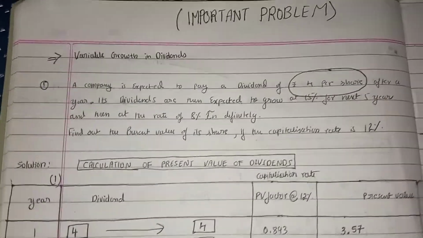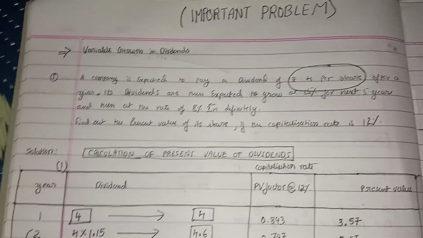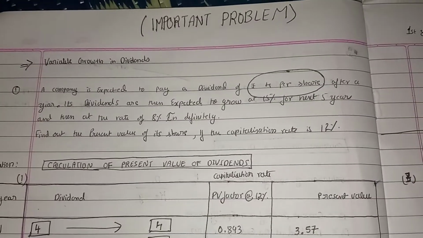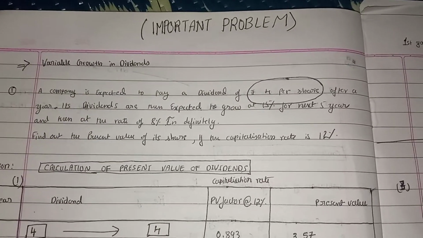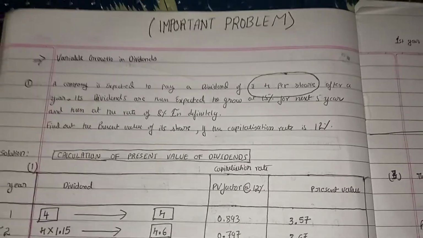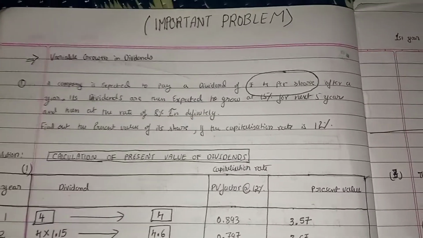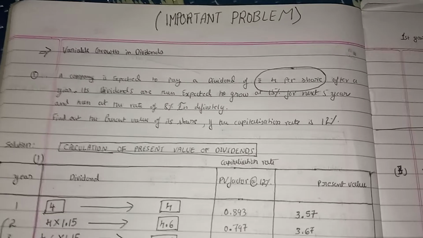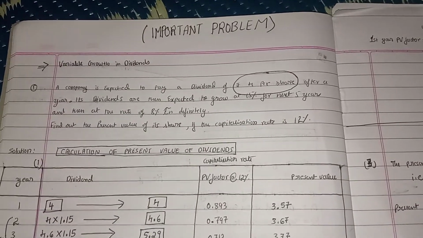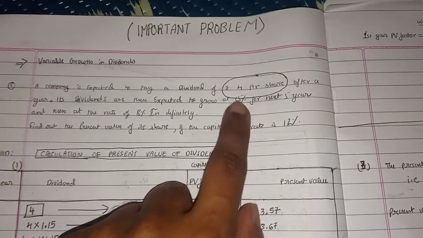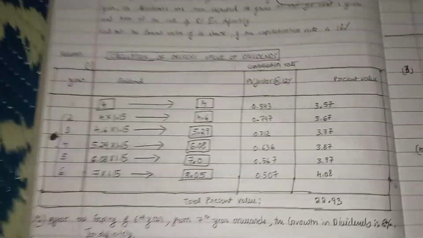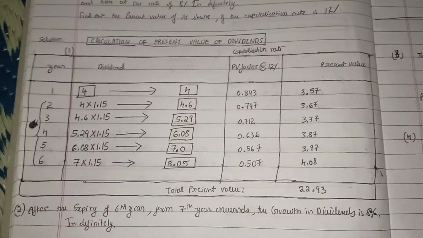Now you can observe the question. A company is expected to pay a dividend of rupees 4 per share after a year. Its dividends are then expected to grow at 15% for the next 5 years and then at the rate of 8% indefinitely. Find out the present value of its share if the capitalization rate is 12%. Here you have to observe the point, rupees 4 per share. Okay, here are the steps for how to calculate the solution.